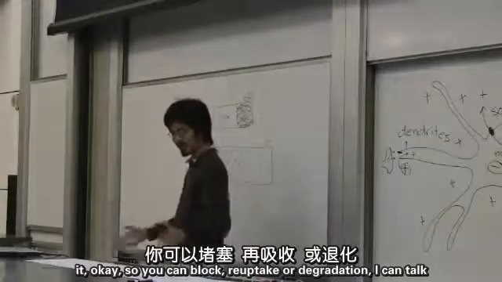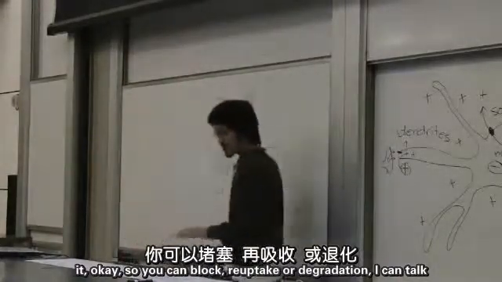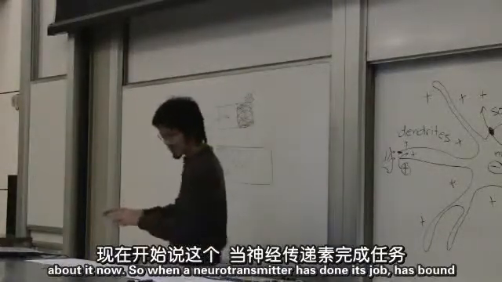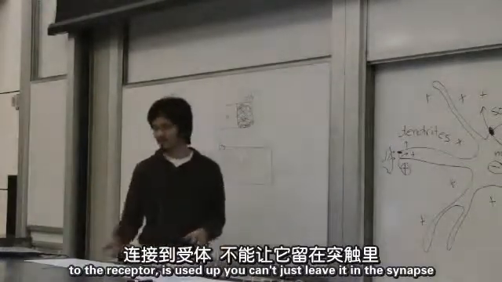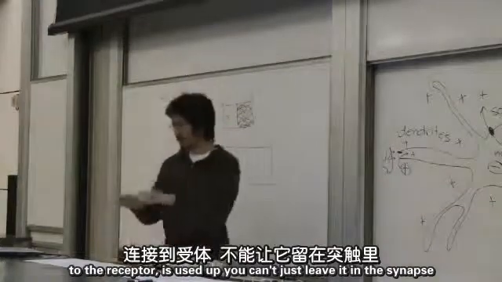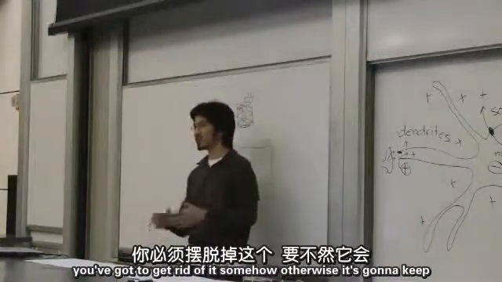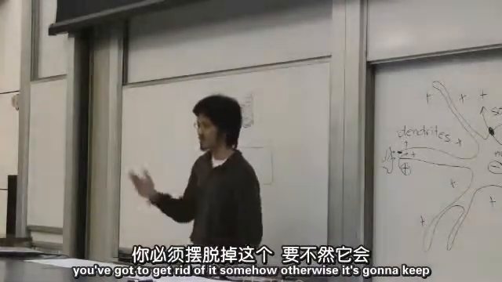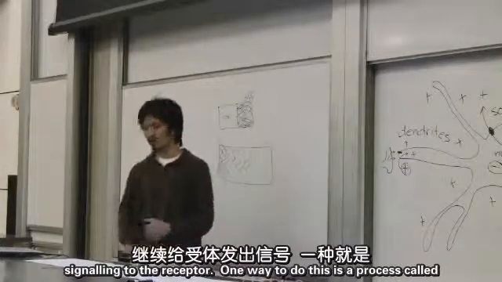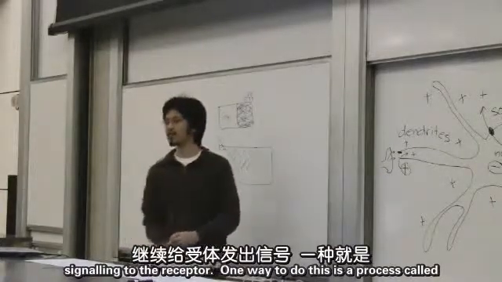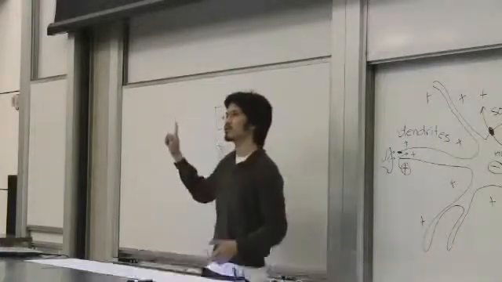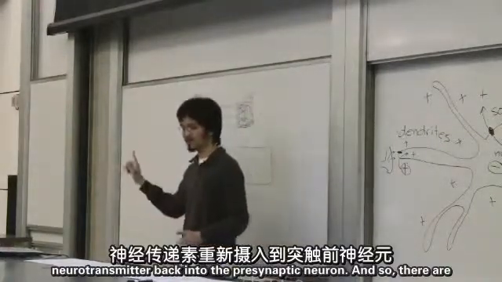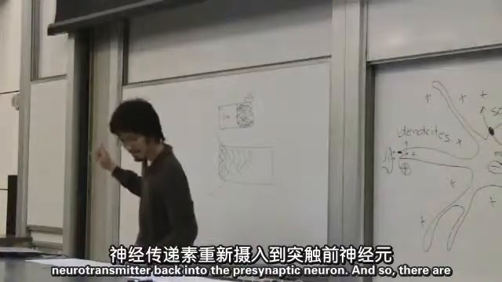Okay, so you can block reuptake or degradation. I can talk about it now. When a neurotransmitter has done its job, has bound to the receptor, and is used up, you can't just leave it in the synapse. You've got to get rid of it somehow. Otherwise, it's going to keep signaling to the receptor. One way to do this is a process called reuptake. This is essentially the reinsertion of a used-up neurotransmitter back into the presynaptic neuron.